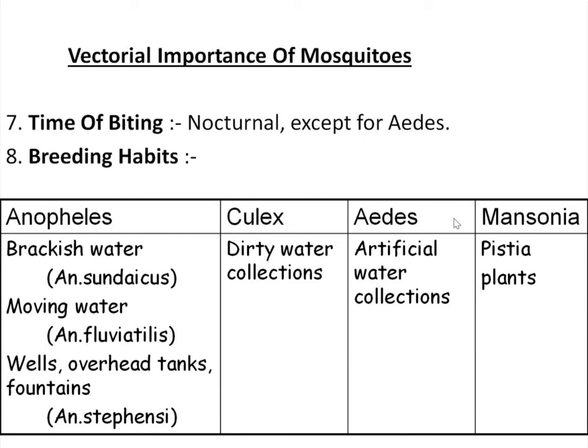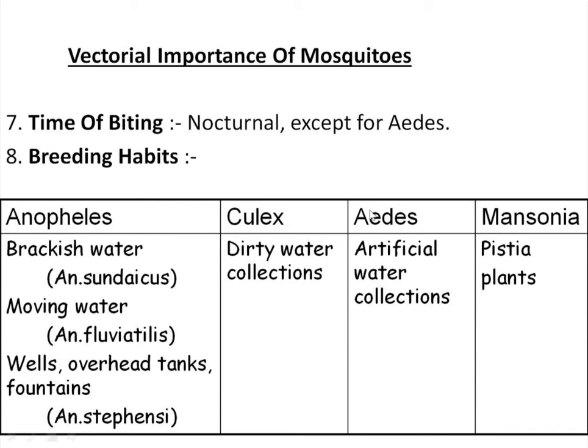So Anopheles is a freshwater breeder. Culex is a dirty water breeder. Aedes usually breeds in artificial containers, wherever water gets collected. And Mansonia usually breeds in aquatic plants like pistia plants. So these are the different breeding habits of different mosquitoes.